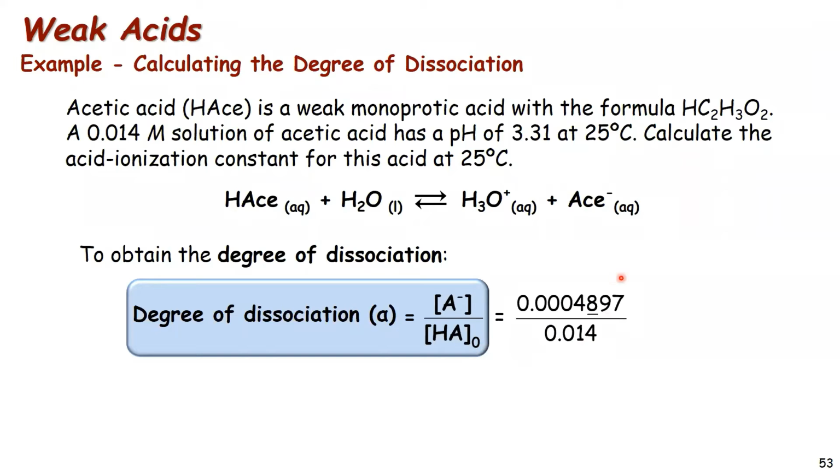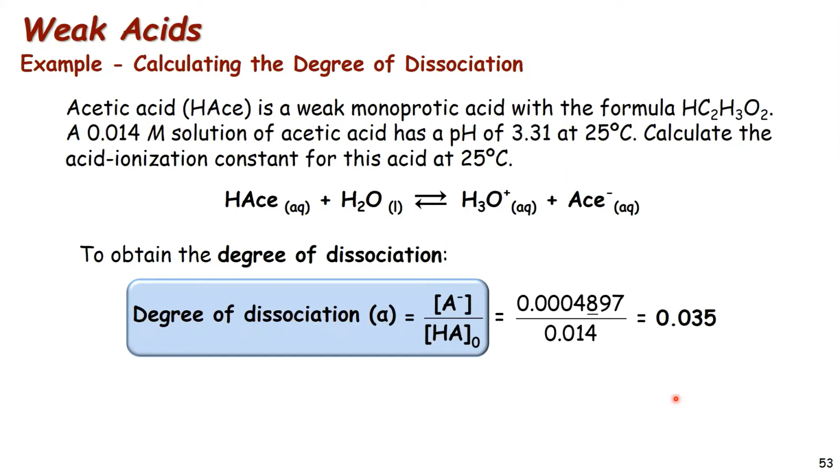So in our case, we found that since the hydronium ion concentration was 0.0004897, well, it's a 1-to-1 ratio, so the acetate was also 0.0004897. Our initial concentration was the 0.014, so the degree of ionization was 0.035.